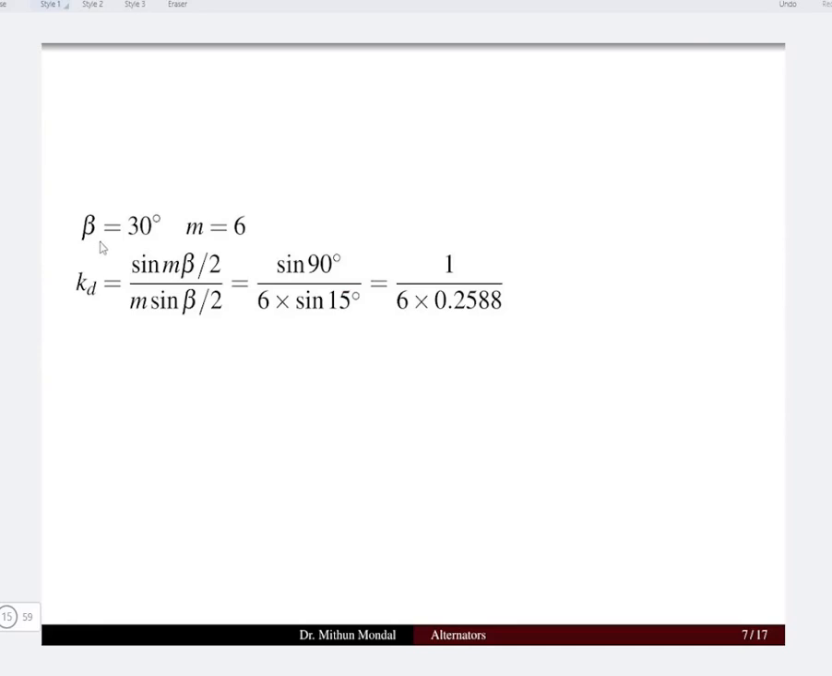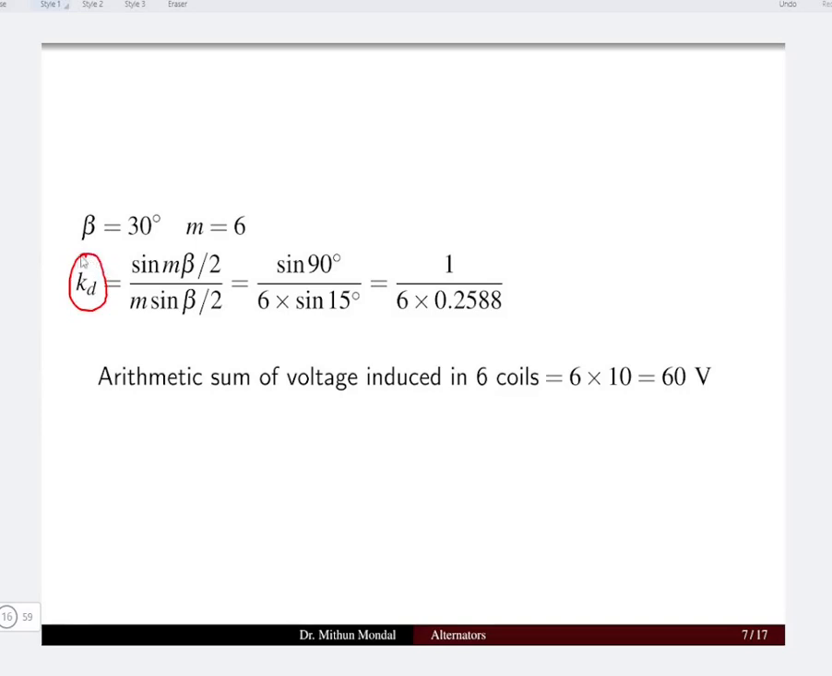So here the beta is 30 degree, m is 6, so we can easily find the Kd value from the second tutorial problem, that is sine m beta by 2 divided by m sine beta by 2. That will give me the value of Kd, and hence we know that the Kd is nothing but the vector sum of the EMF by the arithmetic sum of the EMF. And in this case, the Kd will be less than 1.